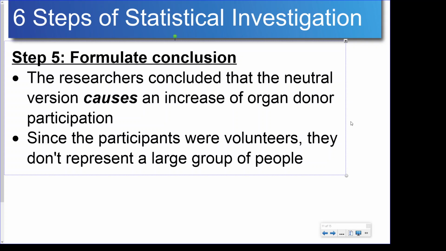So the researchers concluded that the neutral version causes an increase of organ donor participation. We're going to talk a lot this year about causing something versus affecting something. Because I can affect a lot of things, but I can't cause as many things. And so the bar for saying that something causes something is much, much higher.